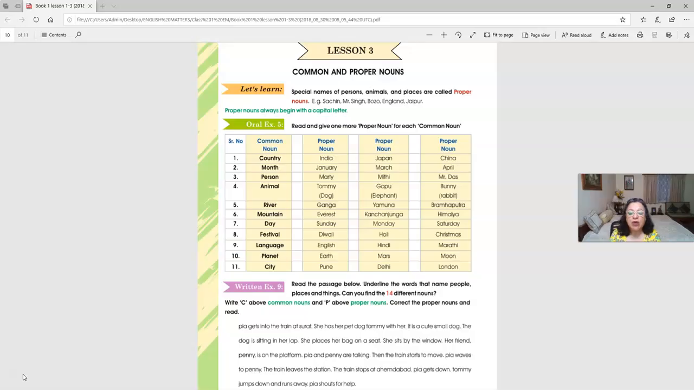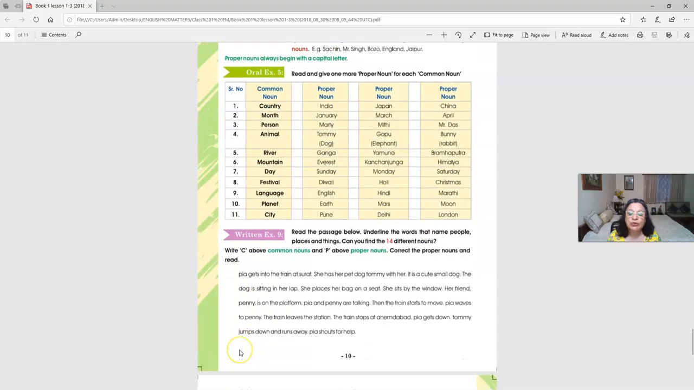Okay? So, now we will read this little paragraph and then you say which are the nouns and which is a common noun and which is a proper noun. So, when you read the paragraph, Pia gets into the train at Surat. Now, Pia is a girl. The name of the girl, so Pia is a proper noun. Gets into the train. Now, train is the name of a transport.